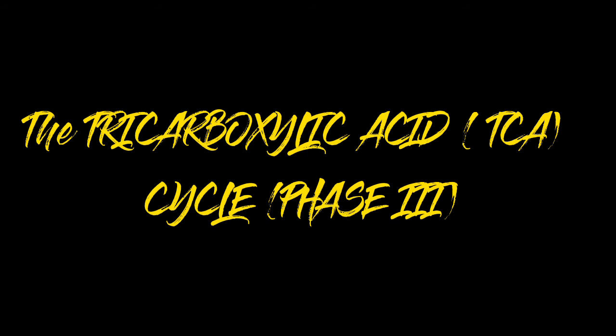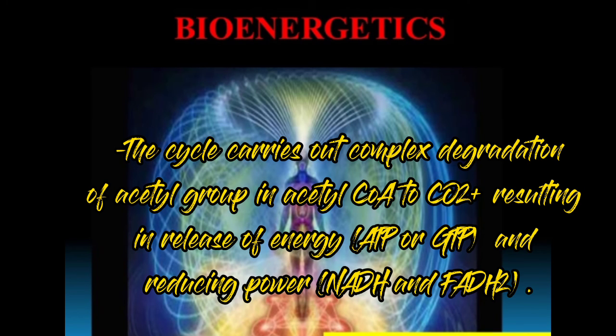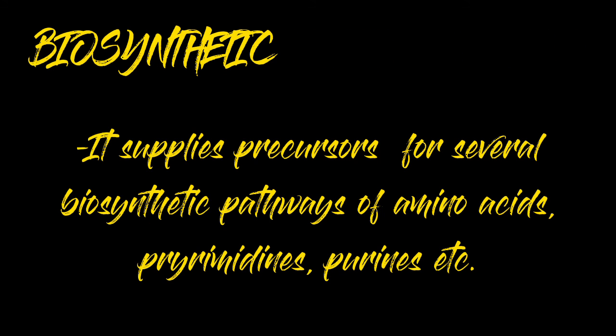The TCA cycle was first discovered by Eggleston and Krebs in animal tissues. It is also called the Krebs or citric acid cycle. The cycle is considered a central pathway of aerobic metabolism as it serves 2 purposes. Bioenergetic: the cycle carries out complete dehydrogenation of acetyl groups from acetyl CoA to CO2, resulting in release of energy as ATP or GTP and reducing power as NADH and FADH2. Biosynthetic: it supplies precursors for several biosynthetic pathways of amino acids, pyrimidines, purines, and so on.